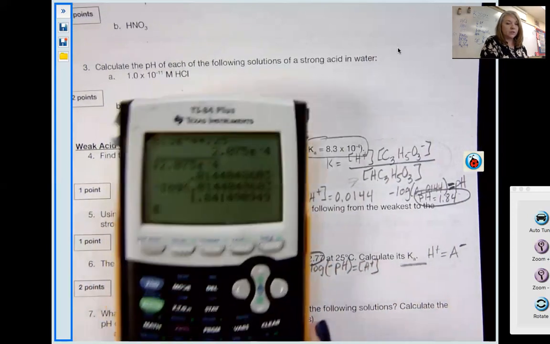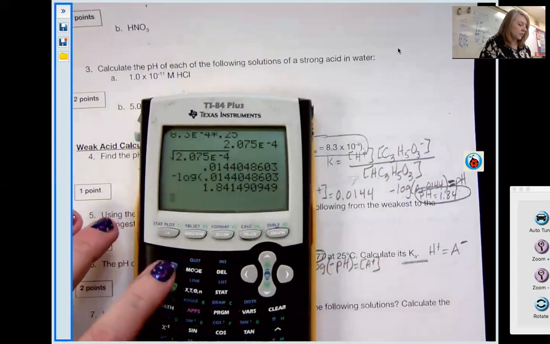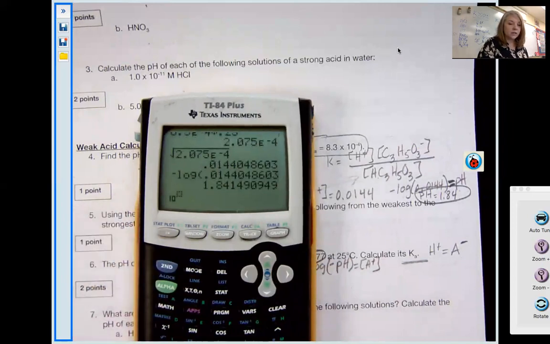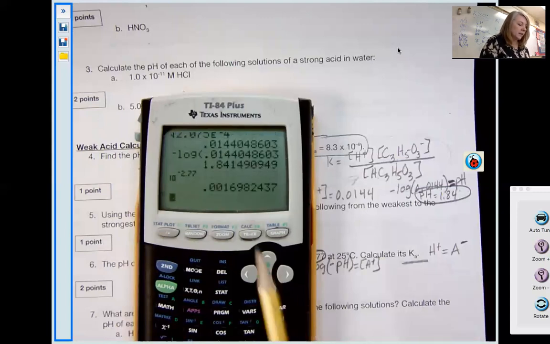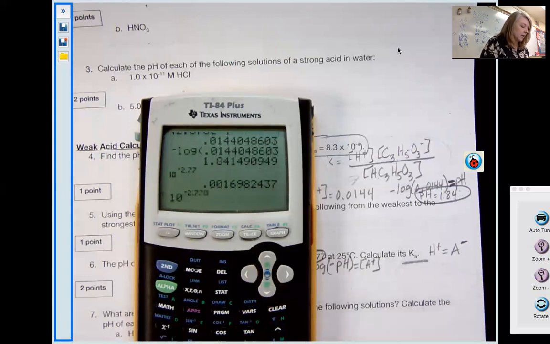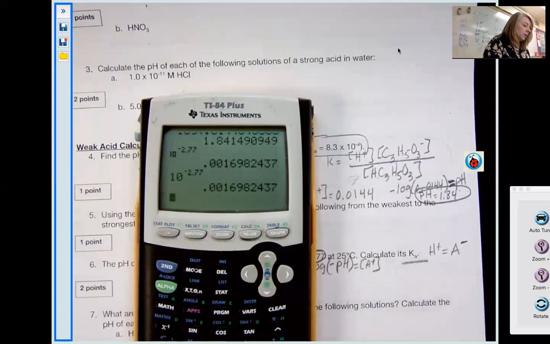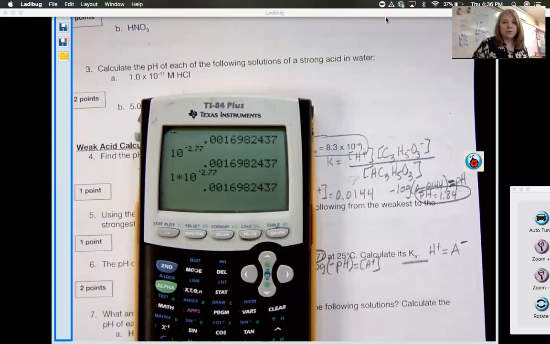There are actually about 3 different ways you can do this. Anti-log can be found by doing second log, and see how you have the little 10 cursor, and we're going to put in a negative 2.77, and then notice that I get the hydrogen ion concentration. That's one way to get it. Another way is just do 10 caret negative 2.77, hit enter. Same number. Or you could put this in as scientific notation: 1 times 10 to the negative 2.77, hit enter, and look, you get the same number. So there's 3 ways to do the same thing. That's basically taking the anti-log of your negative pH.